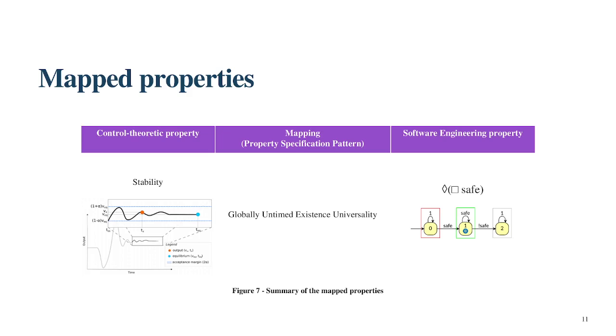This is a summary of the mapped properties. On the left side, we have stability as the control theoretic property. Here, stability is illustrated by this graph, conveying that the system attribute is converging to an equilibrium point and is bounded by an acceptance margin. On the right side, we have the eventually always safe, representing a liveness property in the software engineering domain. Here, we illustrate the property with a Büchi automaton. The properties were mapped using the globally existence universality pattern.